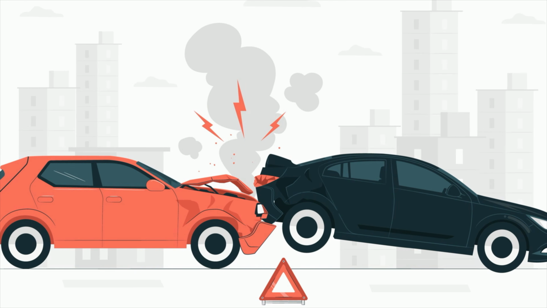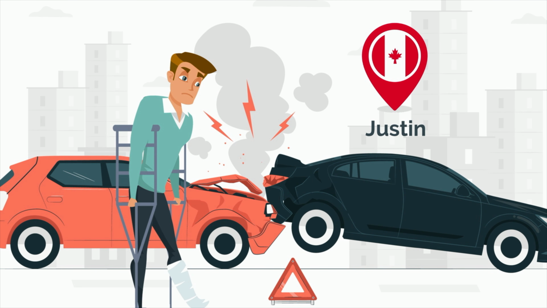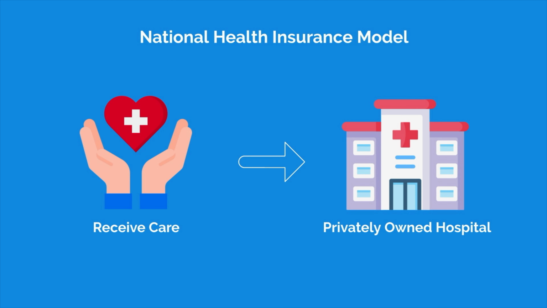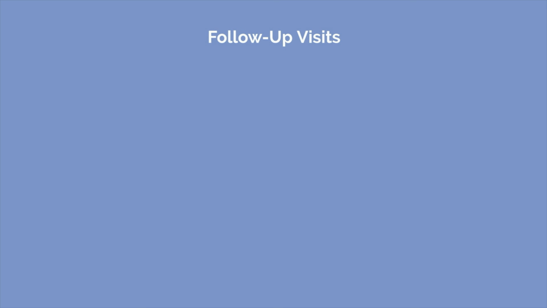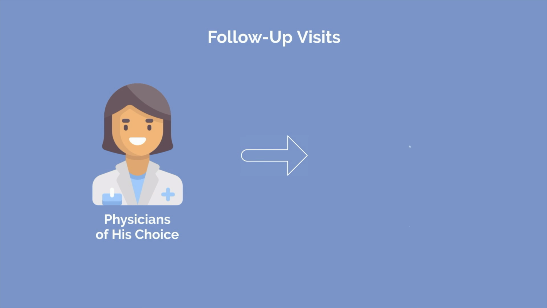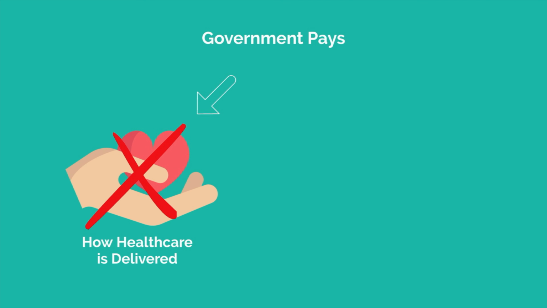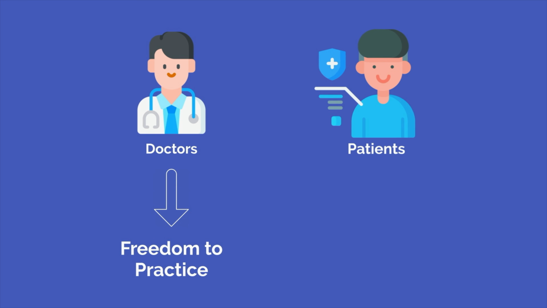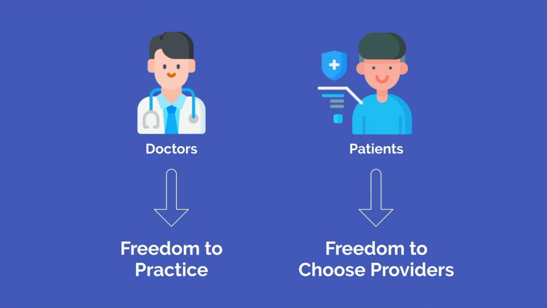On the other hand, let's say your friend Justin gets into a crazy car accident in Canada. There, under the National Health Insurance model, he'll receive care at a privately owned hospital, and all his follow-up visits will take place with physicians of his choice in the private sector. Even though the government is footing the bill, it does not control how healthcare is delivered by the doctors, nor does it mandate its citizens to visit select providers. The doctors have greater freedom to practice, and generally, patients also have greater freedom to choose their providers.